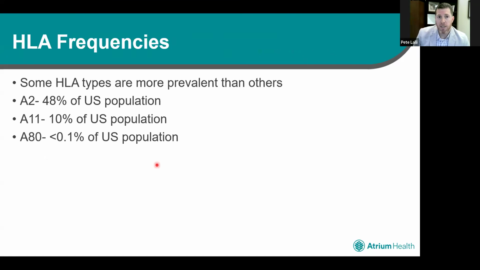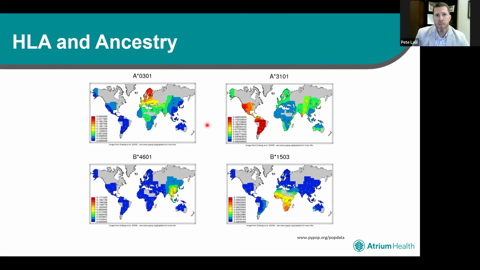Not all of these frequencies are created the same. Some are more common than others. So for example, HLA-A2 is in about 46 to 48% of the US population, A11 in about 10%, and A80 is something that you may only see in a fraction of a percent of the US population. And interestingly enough, these HLA frequencies, the frequencies of what you may have, vary depending on where your ancestry is or where in the world your family grew up.